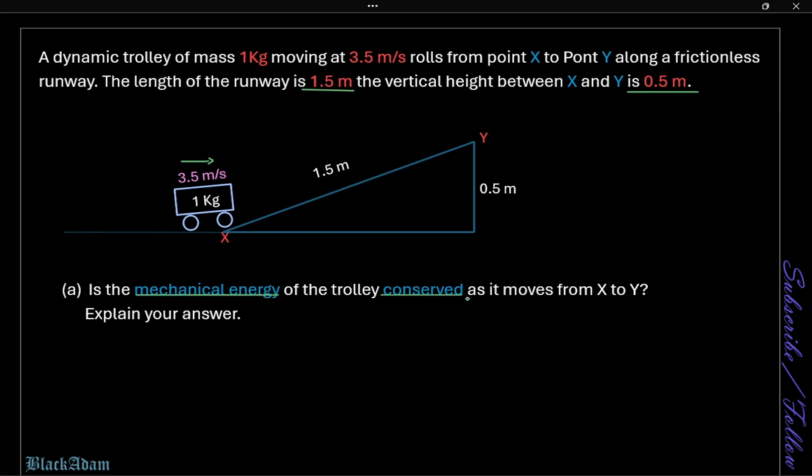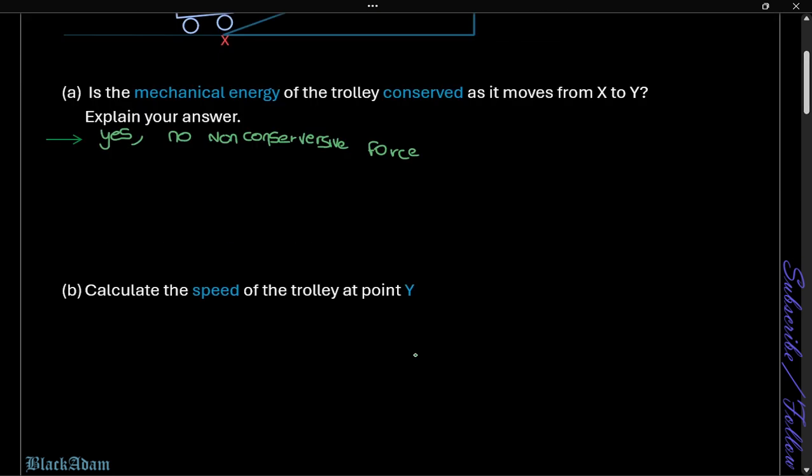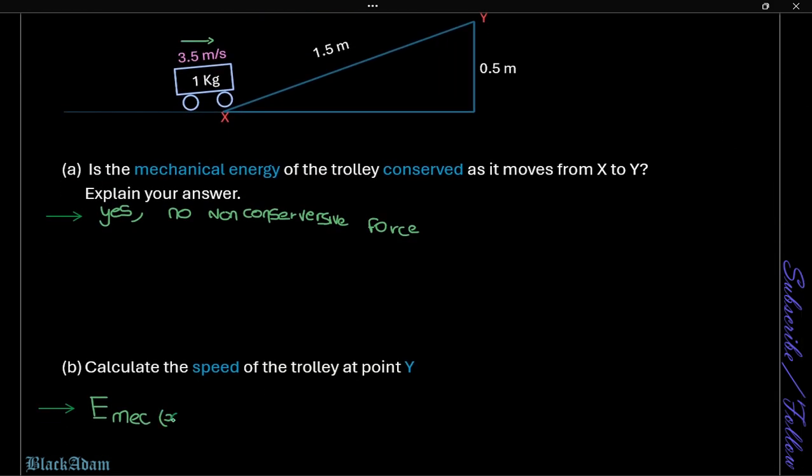And the question says, is the mechanical energy conserved? And explain. Yes, it is conserved. The reason is that there is no non-conservative force, which means we don't have a force that resists the movement, like friction, because remember they told us that it's frictionless, so there's no friction. And we ignore the air resistance, the air drag, then that means we have mechanical energy conserved.